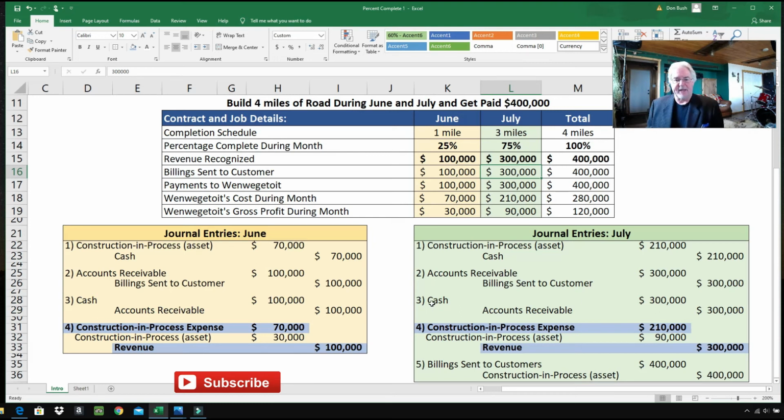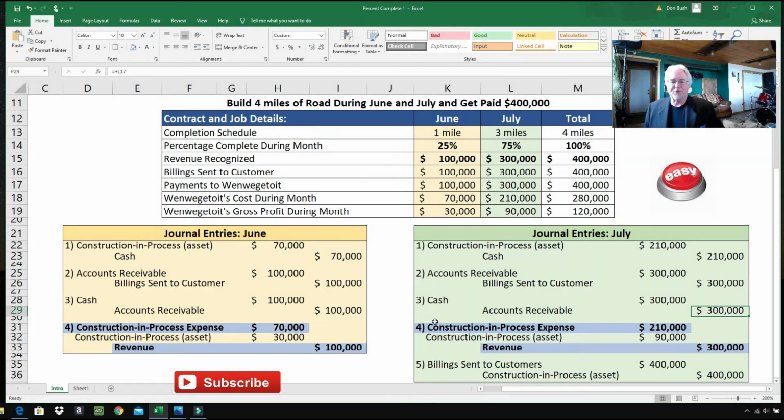Third entry, cash. Cash is coming in. The customer sent in some cash. So cash was received, $300,000, and we're crediting accounts receivable for $300,000. And this fourth entry, it's just like the fourth entry back here in June. The accounts that are highlighted in blue are going on the income statement.